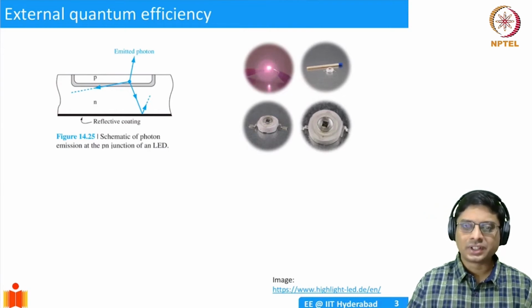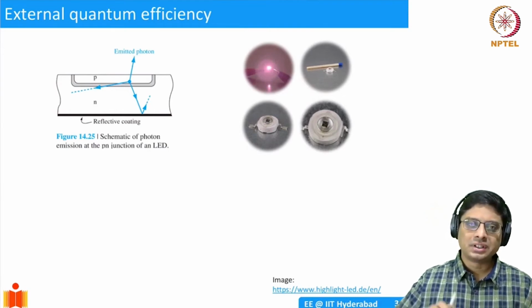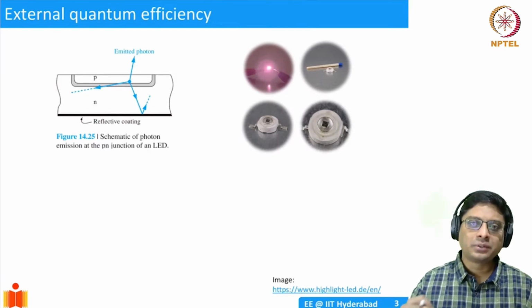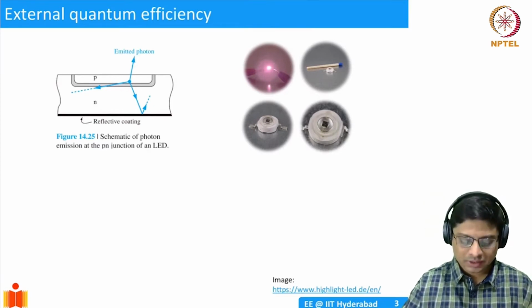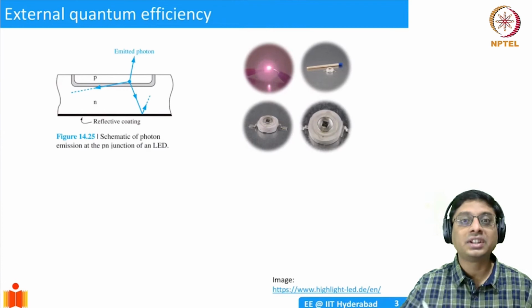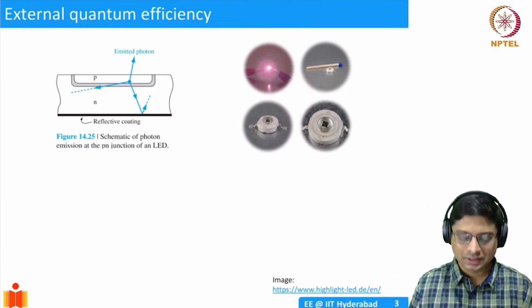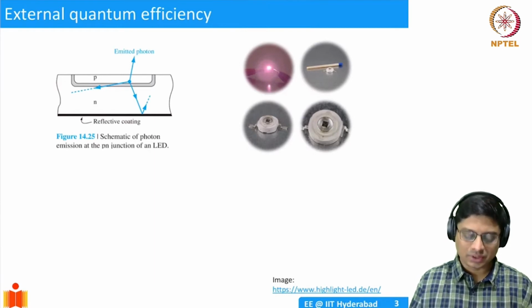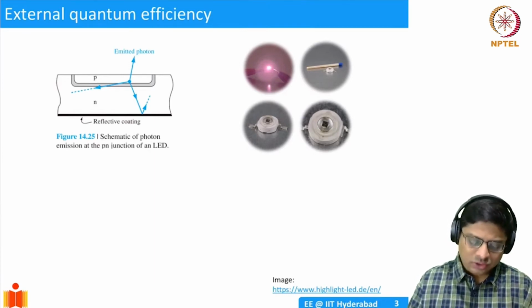Right? So internal quantum efficiency tells you for every electron how many photons are coming out, but out of the photons emitted, how many will actually reach outside? Because some of the photons can easily be absorbed in the semiconductor, right? So that is a concern because there can also be some reflections.